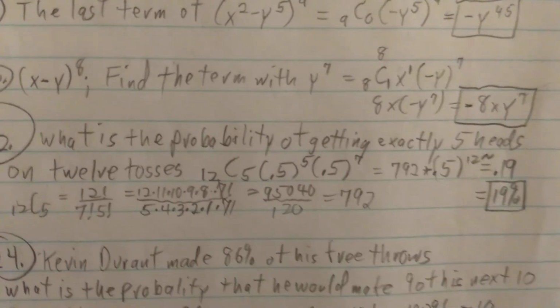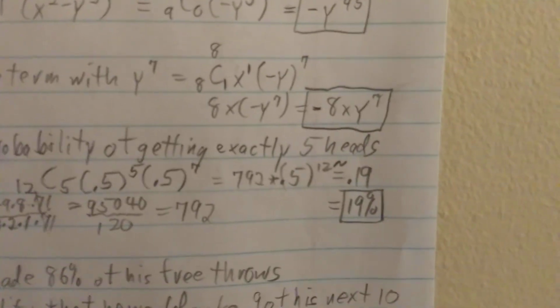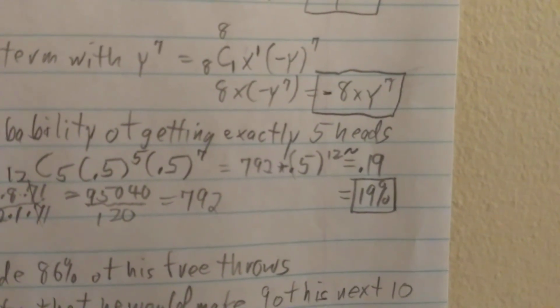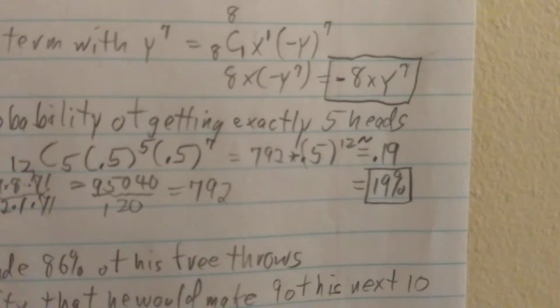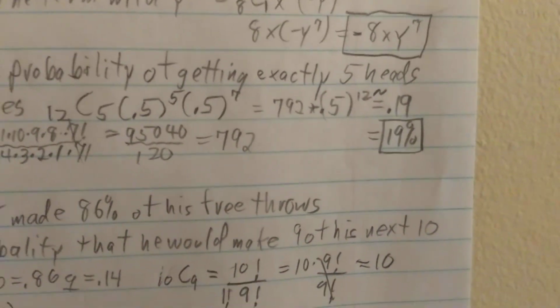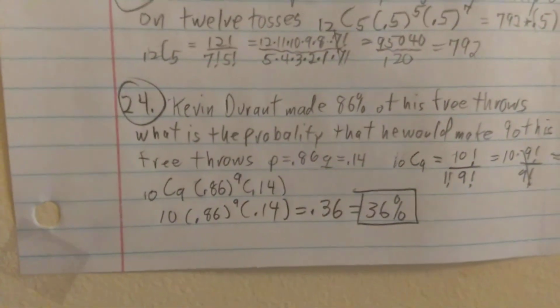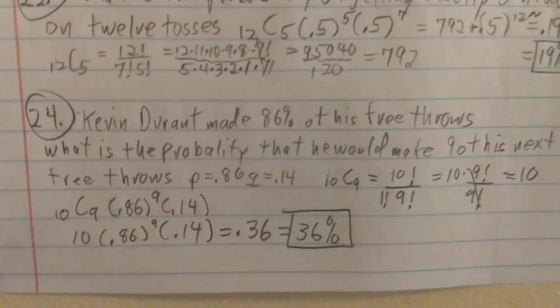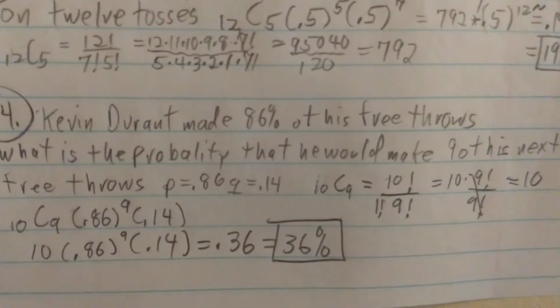or 95,040 over 120, or 792. So the final answer comes out to 792 times 0.5 to the power 12, which rounds to 2 places to 0.19, or 19%.